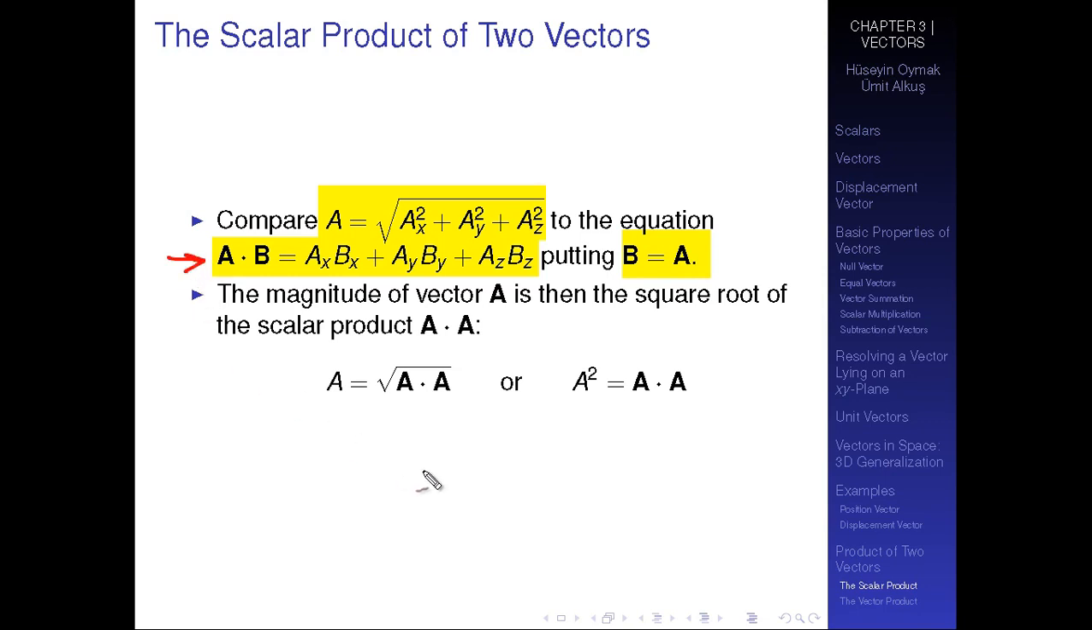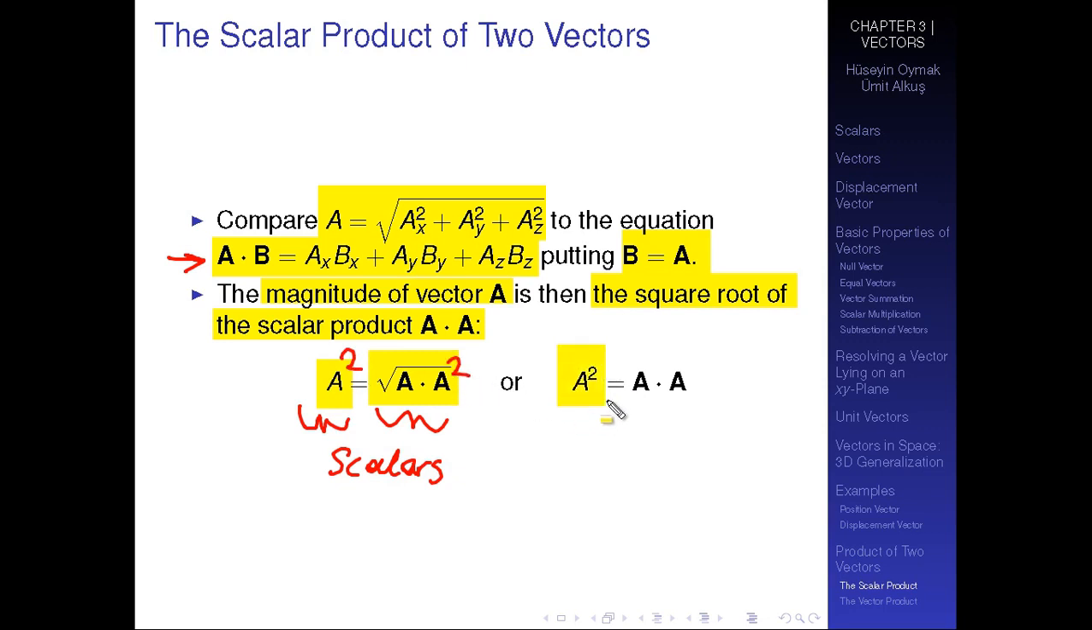That is, we say that the magnitude of vector A is just the square root of the scalar product A dot A. It is shown by this formula as the magnitude of A equals square root of the scalar product of A with itself, that is A dot A. Or, if you like, since both sides are scalars, we can take their square as A squared equals A dot A. Then we purely obtain A dot A on the right hand side.